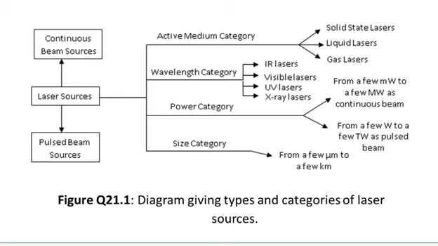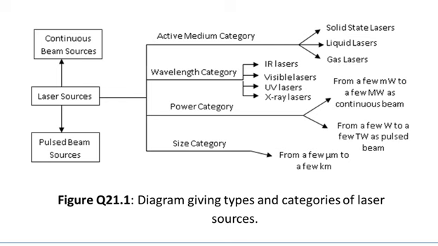Then we have the wavelength category. The lasers could be operating as IR lasers, IR meaning infrared lasers. The lasers could be visible lasers, UV lasers, and then we have the X-ray lasers. So these are the main categories with respect to the wavelength.